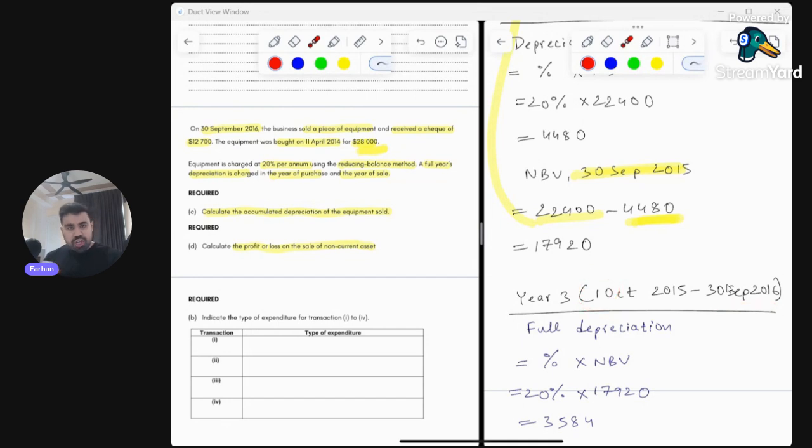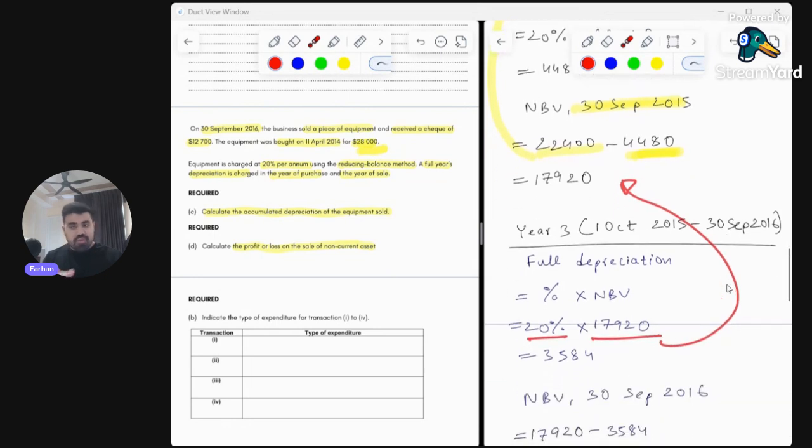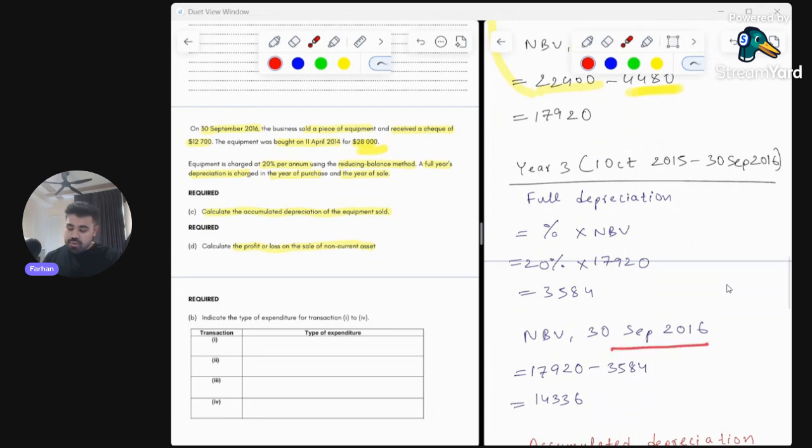So the full depreciation is calculated by multiplying the given percentage with the net book value. The given percentage is 20%, and the net book value which we had at end of year two was 17,920, which forms the basis of this calculation, and that gives us a full depreciation of 3,584 at end of year three. Now, we want to find the net book value at end of year three, which is at end of 30 September 2016. This is again pretty straightforward.